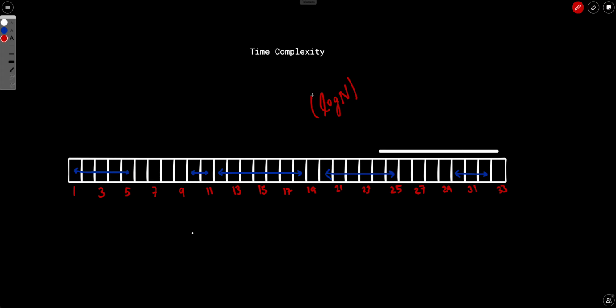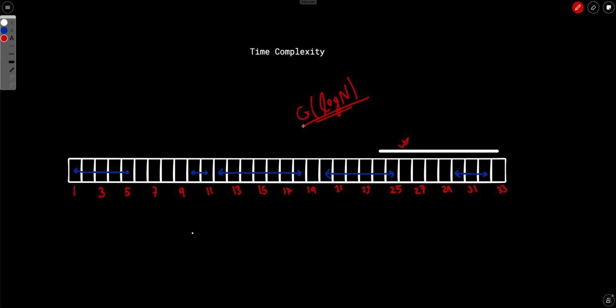So basically, for each placement of this carpet, we require log n time to calculate how many covered cells there are. So if there are a total of c placements of this carpet, the total time complexity of our current solution would be c into log n.